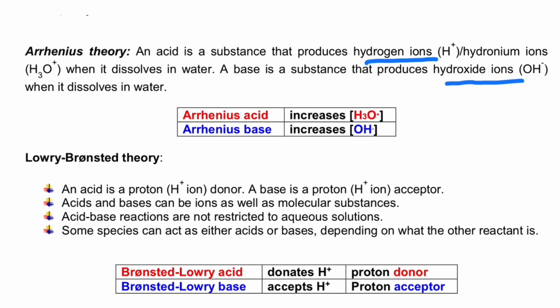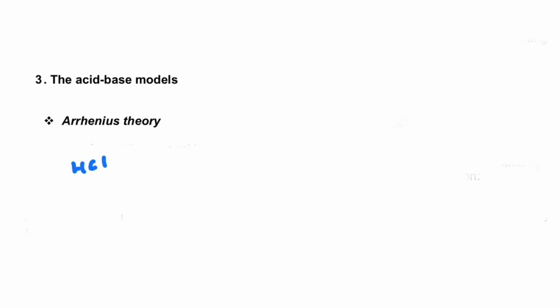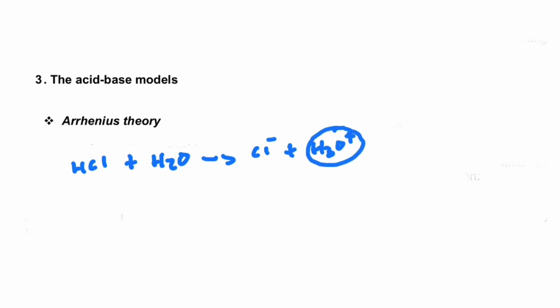Let's go ahead and take a look at how that actually looks. So, Arrhenius Theory: an acid produces hydrogen ions. Let me show you what I'm talking about. So, for instance, let's take HCl as an example, plus H2O. What are we going to get? We're going to get Cl minus plus H3O plus. This presence of H3O plus is what we refer to as hydronium ions.